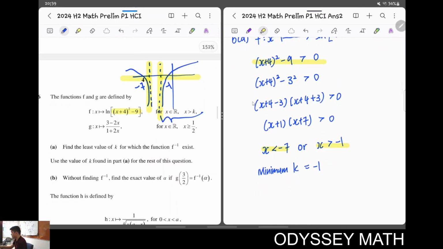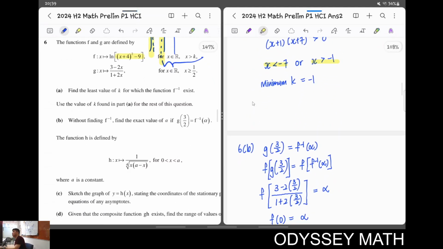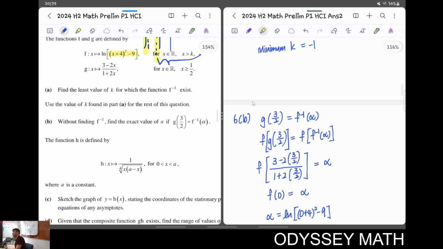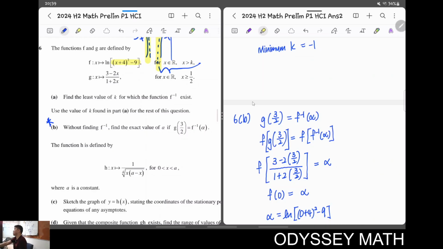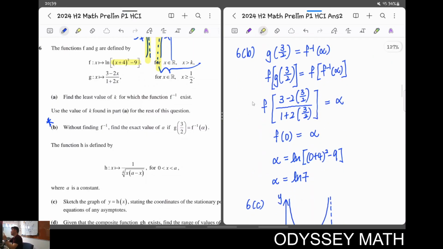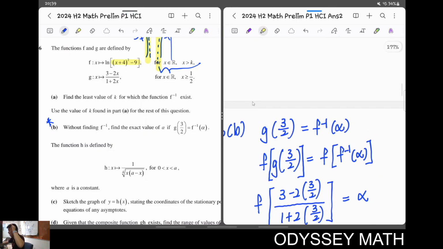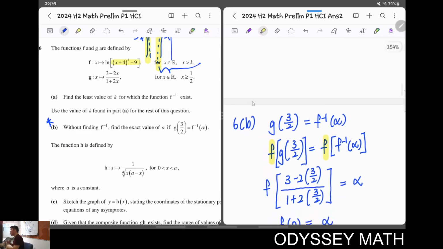That's it. Okay, use this value of k found in part A for the rest of the question. So without finding f inverse, this one you can put a star. Perhaps it's quite important. Why A level maybe test this is because they want you to know how f inverse and f relate. Very important. So if you want to find the exact value of alpha, if g of 3 over 2 is equal to f inverse of alpha, you apply the function f on both sides. Understand? You compose again, and then f of f inverse alpha is alpha. This is the one that they want you to see.